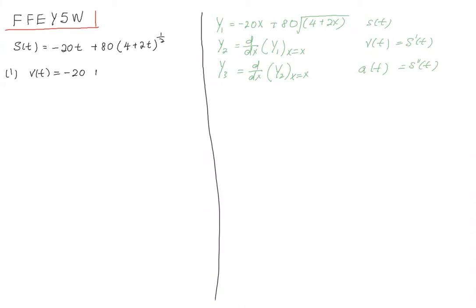Plus 80. So what should I do with the power? Bring it down. I should multiply with the power, correct? Yes. Then after that, what to do?